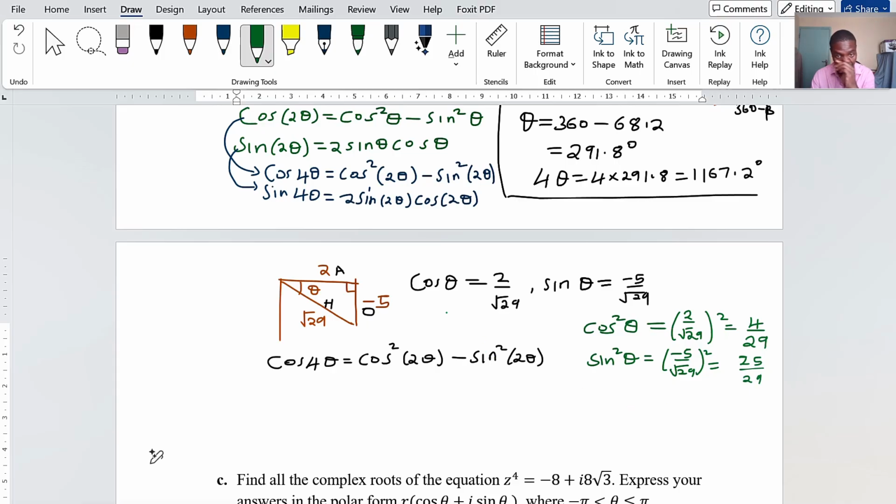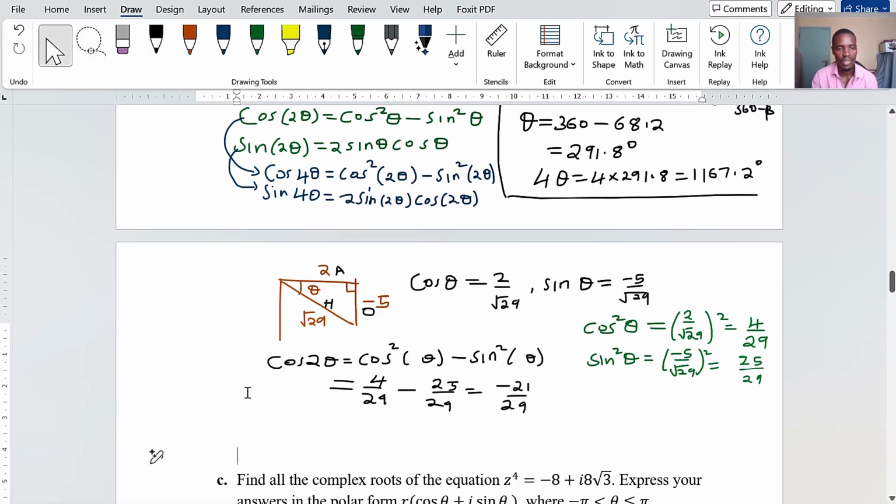Now, maybe I can start with cos 2 theta to make it easier, then we solve for 4 theta. So cos 2 theta will be cos squared theta, which is 4 over 29, minus sine squared theta, which is 25 over 29. This gives us negative 21 over 29.